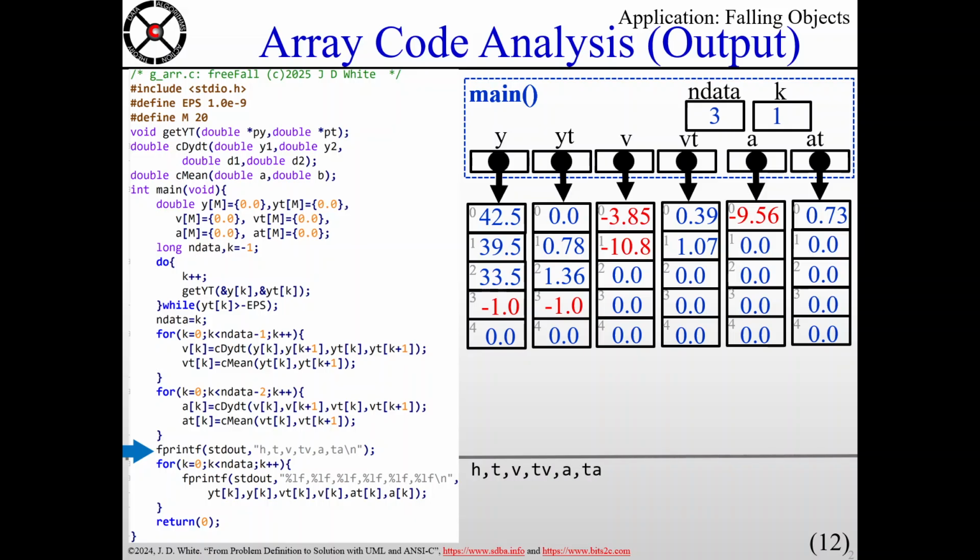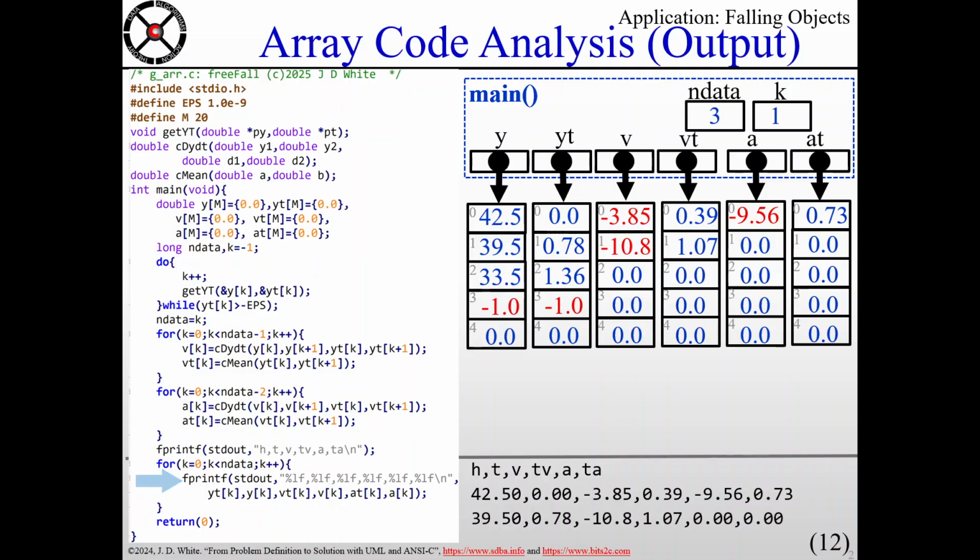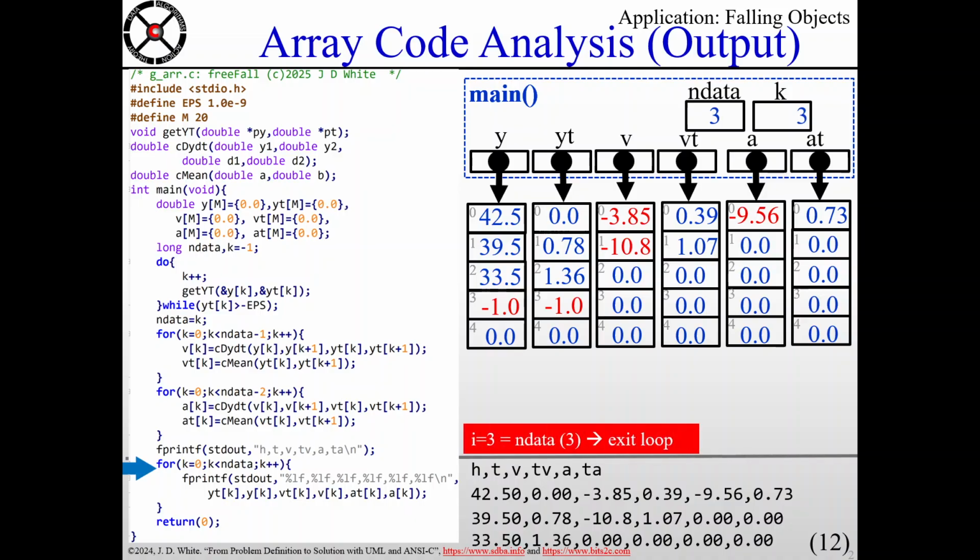And we now move into our fprintf loops. First of all, I print H, T, V, T, V, A, and TA. I then start my loop. First of all, I print my first row, check K, print the second row, check K, K is now 2, so I can do my third row. K is now 3, and that equals 3, exit loop.